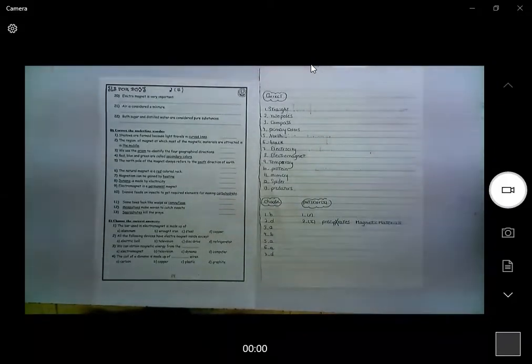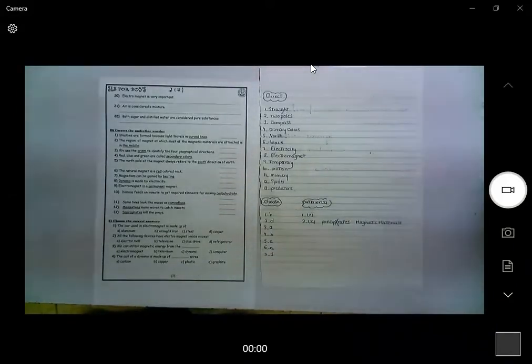3. We use the prism to identify the 4 geographical directions. Of course not. We use the compass to know the 4 main directions. 4. Red, blue, green are called secondary colors. No, they are called primary colors, because the secondary colors are magenta, cyan, and yellow.